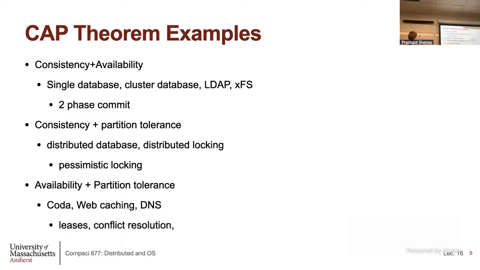And there are other systems, like we'll talk about web caching and so on, which don't give you consistency guarantees. They relax consistency, but they give you availability and partition tolerance. So you can deal with nodes going down, you can deal with the network going down, but you can't ensure consistency, because fundamentally, if you partition the network into two, you can't keep the replicas in sync anymore, because they cannot talk to one another. So you have to give up consistency in that case. So these are just examples.